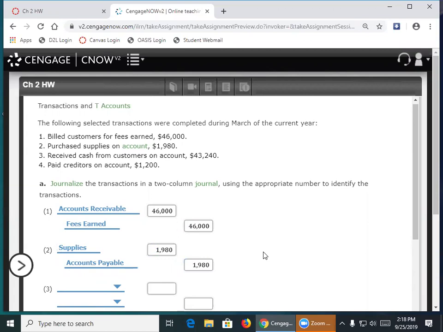Okay. Sometimes those are 2 of the trickier ones. And it depends on how it reads, right? Sometimes the verbiage, because number 1 could have said we billed customers for services performed.